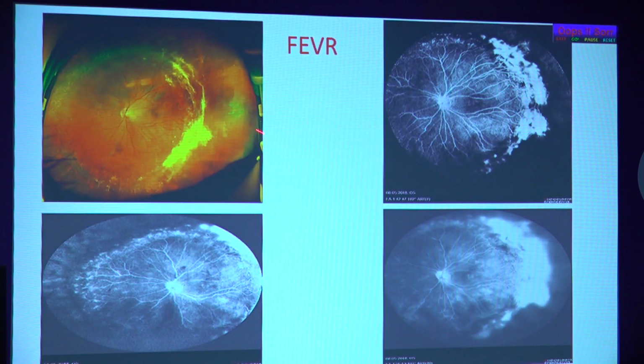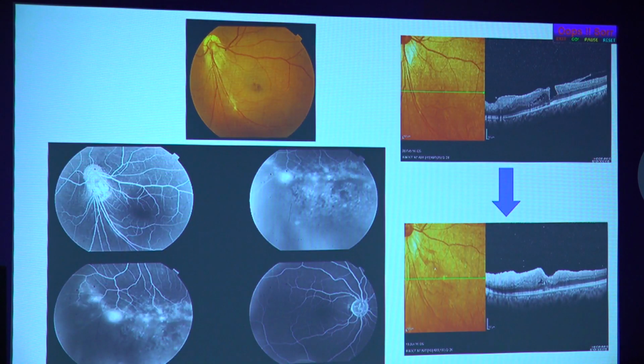This is another case of FEVR. You can see the exudation in the periphery, particularly the temporal periphery, with leaking vessels and non-perfusion. It is very well manageable with laser itself. Then this is another case of FEVR with a dragged macula. Even with this dragged macula, the patient had 6/6 vision.